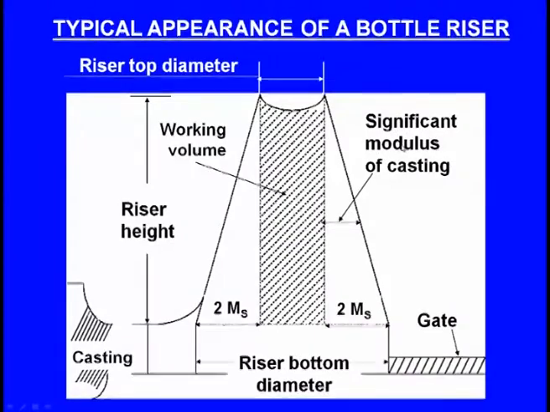Now, half of this difference in the diameters is known as the significant modulus, indicated by ms. At the bottom, there will be 2 ms, and on this side there will be 2 ms. Formula for bottle riser: how to design the bottle riser?